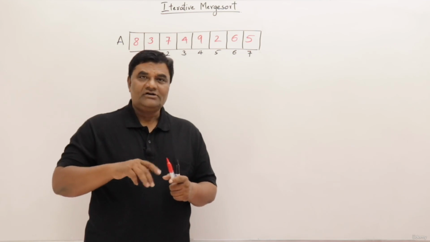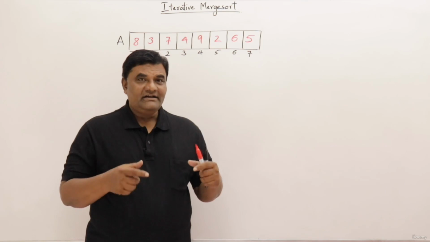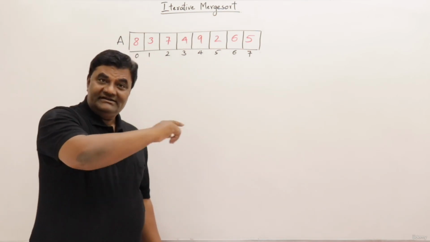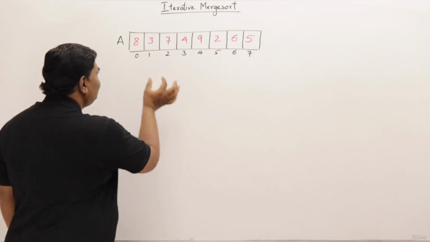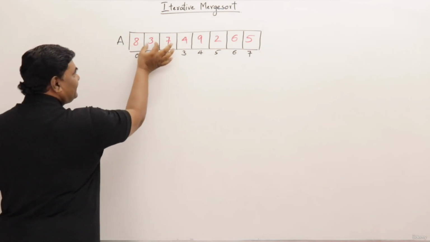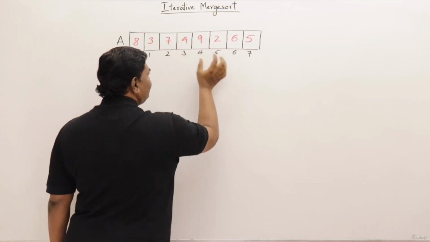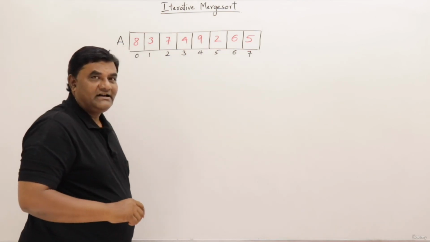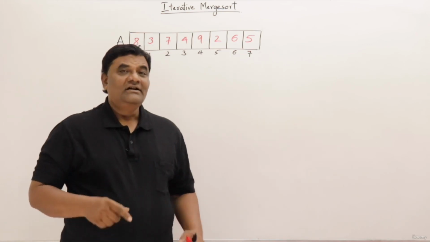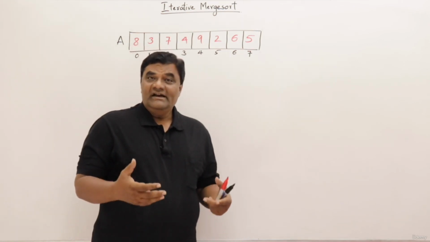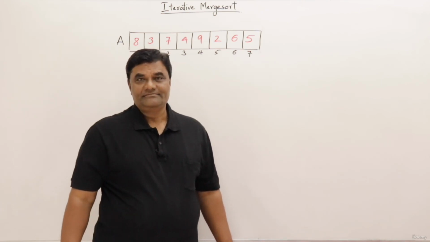Now to apply merge sort, we change the statement. We say that there is an array containing 8 lists. How? See, this 8 itself is one list. 3 is one list. 7 is another list. 4 is another list. 9 is another list. 2 is. So like this we say that each element is a list. So now I'll repeat the statement. There is an array containing 8 lists where each list contains one element.